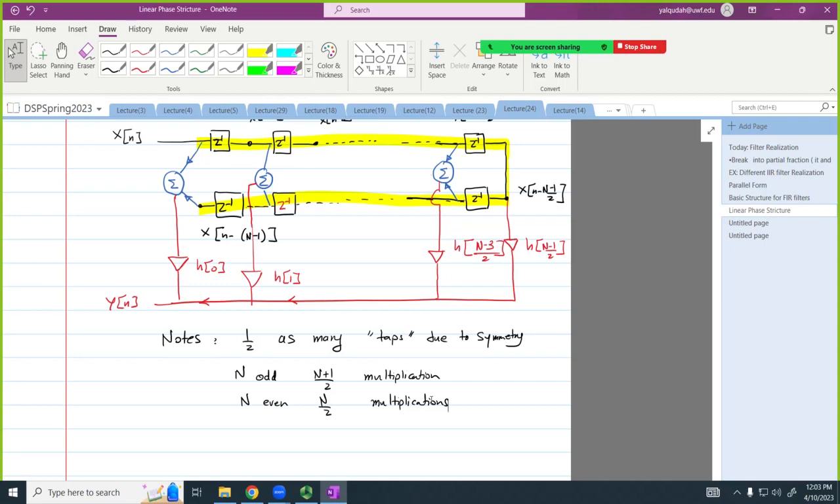Again, you see here the taps or the filter coefficients h0, h1. We only go to h of (n minus 1) over 2. I mean, it's clear because x of 0 and x of n minus 1 both are going to multiply by h of 0, because h of 0 is going to equal the last tap. Make sense?